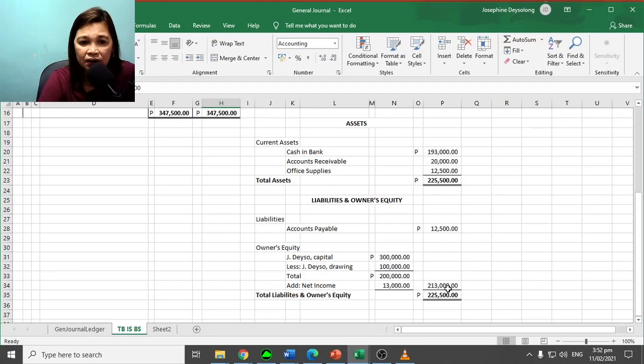Now you add the total liabilities and total owner's equity, then you will arrive at the total liabilities and owner's equity of 225,500. So make sure that your assets in the amount of 225,500 should balance with the total liabilities and owner's equity, which is 225,500.